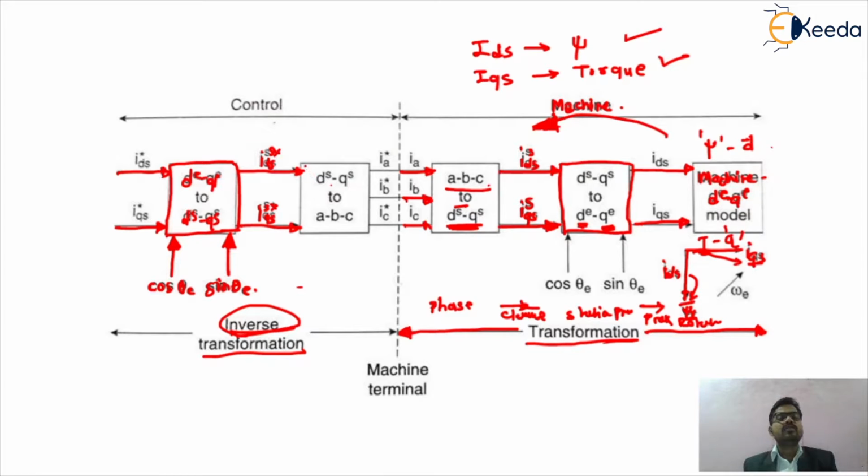Okay. So now these stationary frame quantities, DS and QS, are again converted into phase quantities. This is called the inverse transformation of your induction motor model by means of your field oriented control scheme. Okay, so this will be the actual basic understanding or working of your field oriented control.